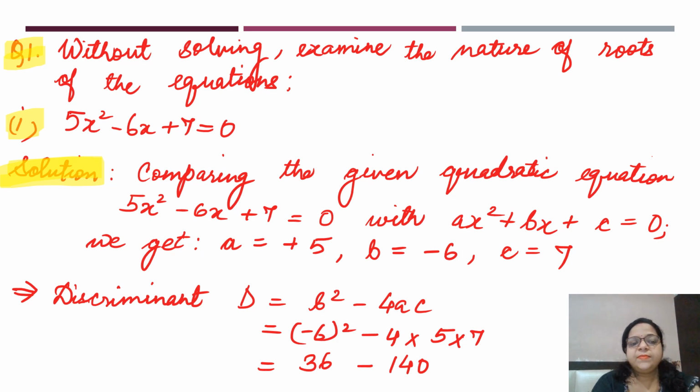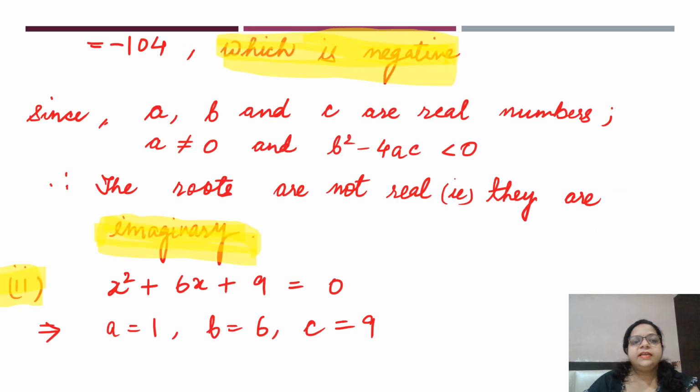Discriminant D is equal to b square minus 4ac. Here the value of b is minus 6. So minus 6 the whole square minus 4 into 5 into 7 is equal to 36 minus 140, which means that the value is minus 104, which is negative, that is, it is less than 0. Therefore the roots are not real, that is, they are imaginary.